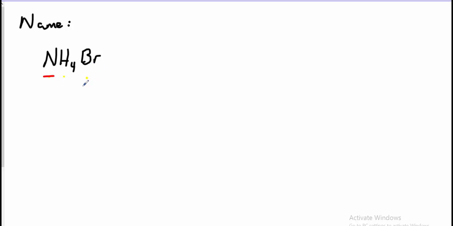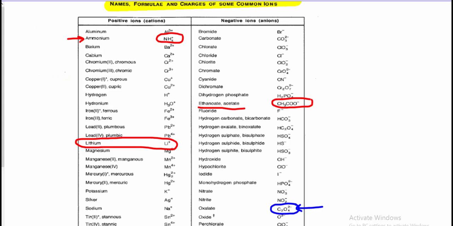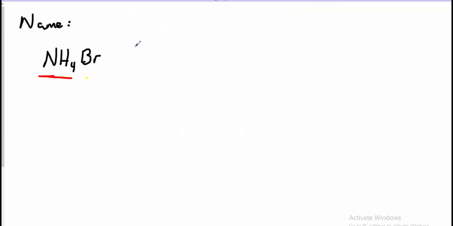You're going to be looking for NH4 on your chart. And hopefully by now you're starting to recognize NH4 as soon as you see it. It is ammonium, it is a polyatomic ion, and there is the name. So ammonium is the first part of my name. Okay, and that deals with the NH4 plus ion. And the second part of the name then is going to refer to the bromide ion here.